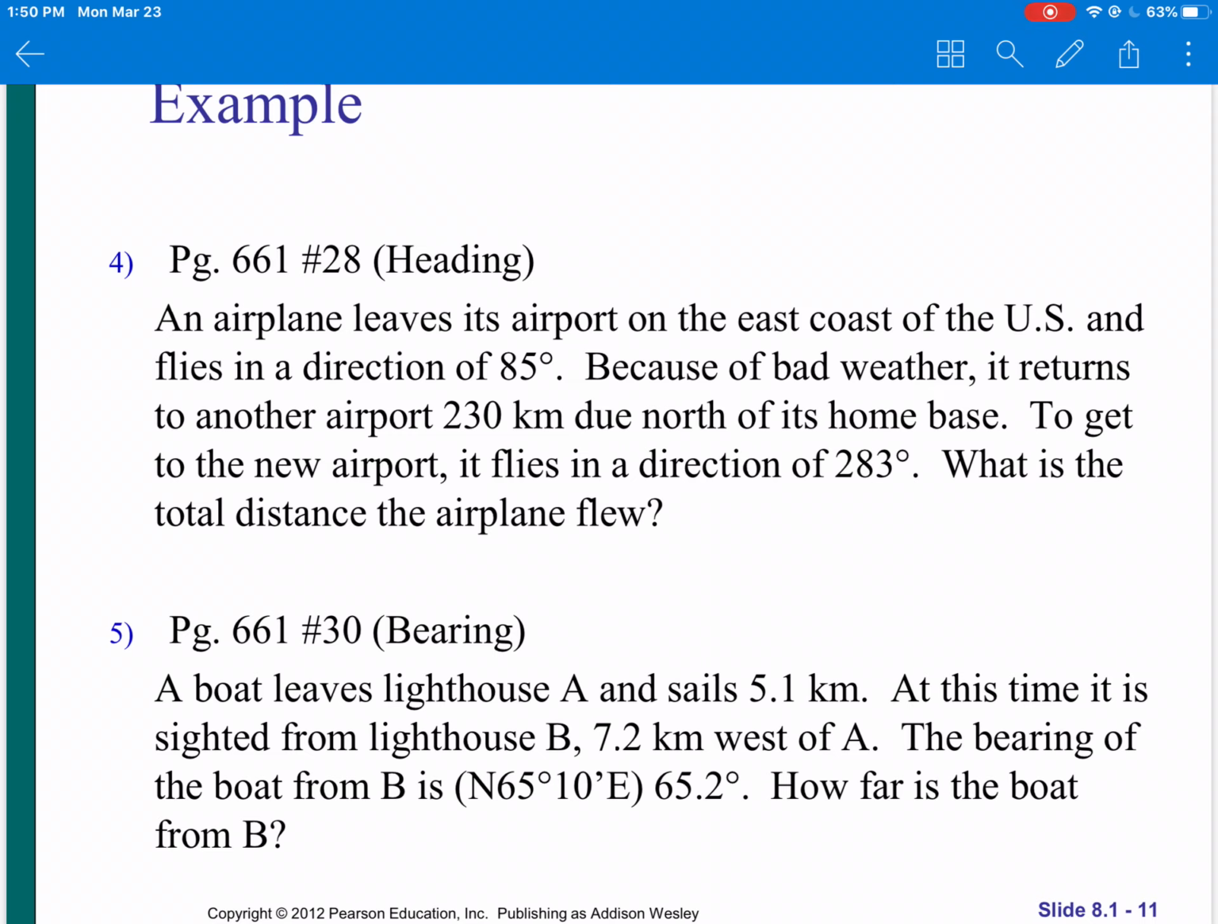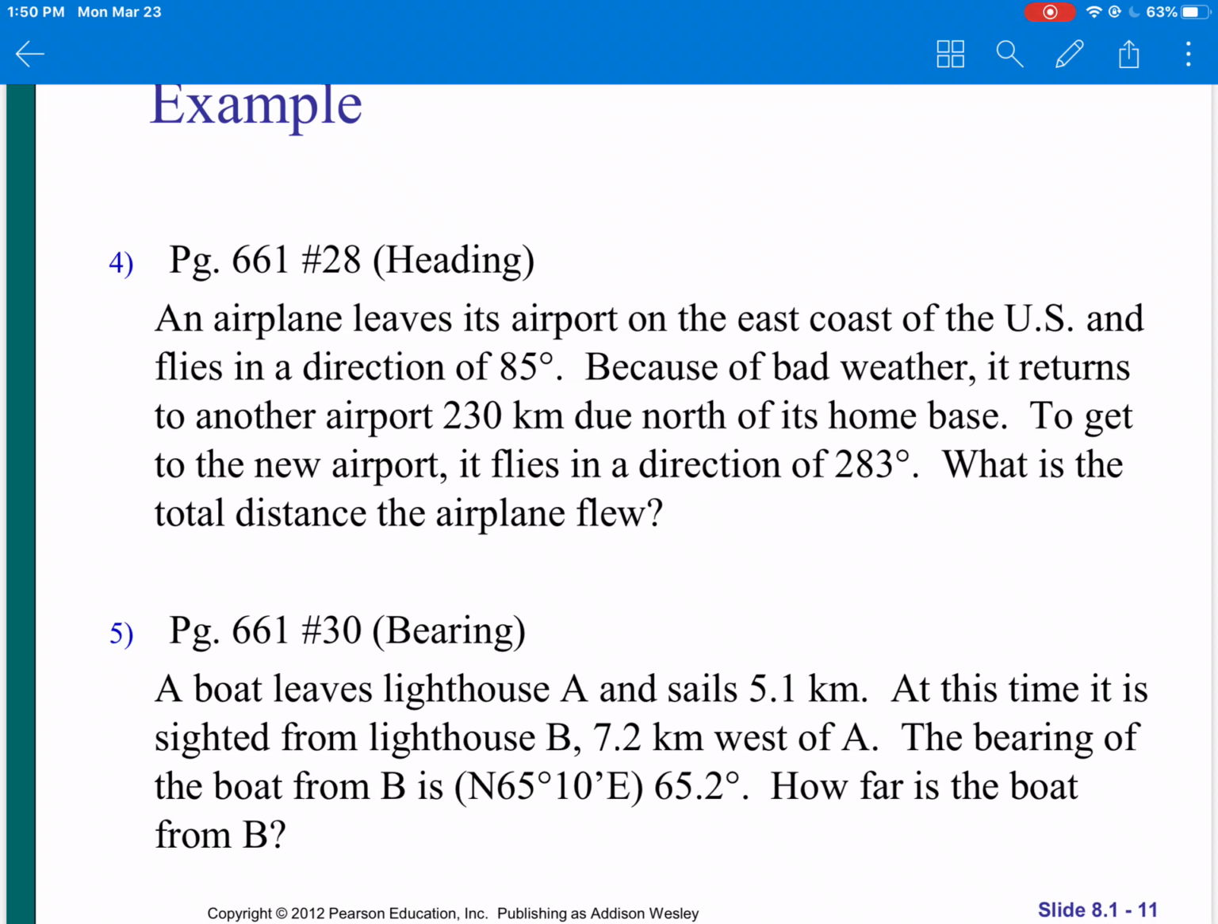The next one. A boat leaves Lighthouse A and sails 5.1 kilometers. At this time, it is sighted from Lighthouse B, which is 7.2 kilometers west of Lighthouse A. We're given the bearing of the boat from Lighthouse B to be north 65.2 degrees east. I went ahead and converted that DMS to just strictly decimal degrees, so north 65.2 degrees. How far is the boat from Lighthouse B?